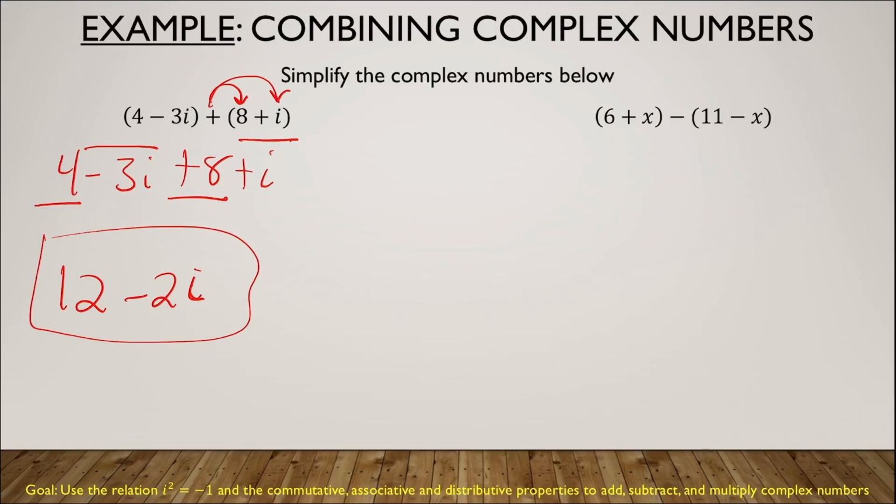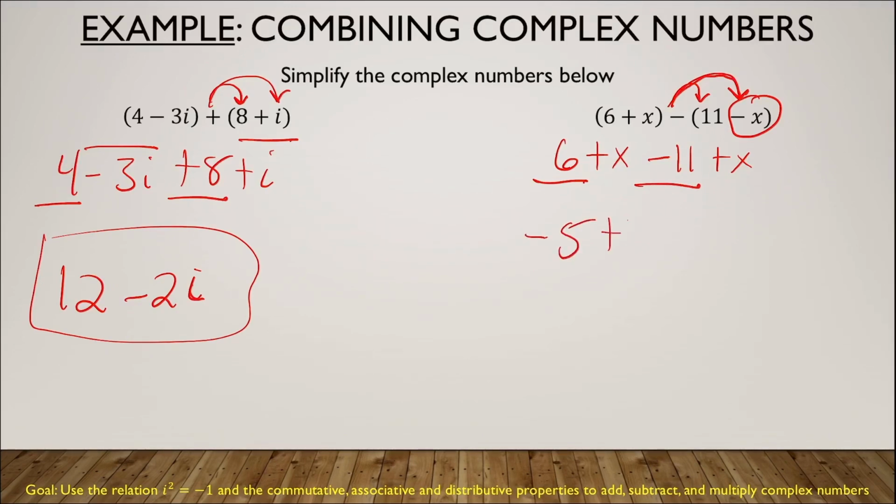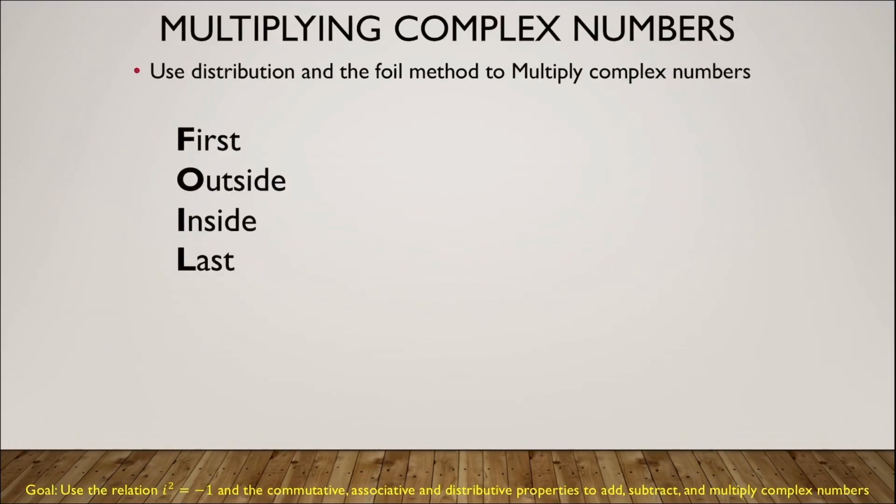We're good. Now with this negative, I need to make sure that I distribute that negative. So I have 6 plus x minus 11 plus x. What a lot of people do is they forget to distribute this second point right here, and they'll just say it's minus 11 minus x, and that's definitely not right. So we have 6 minus 11 gives me a negative 5. x plus x gives me 2x. There's my answer.